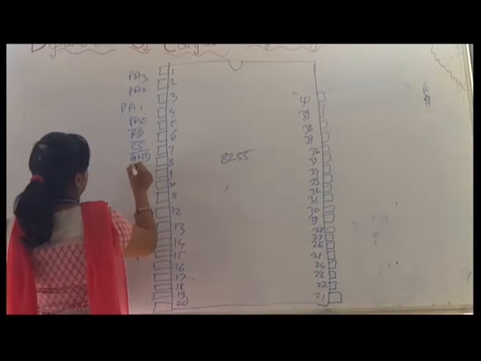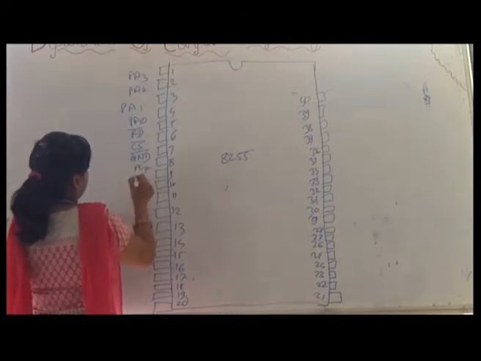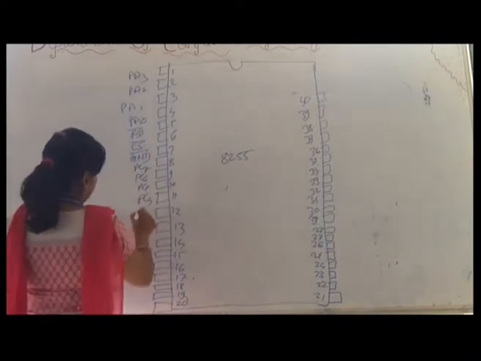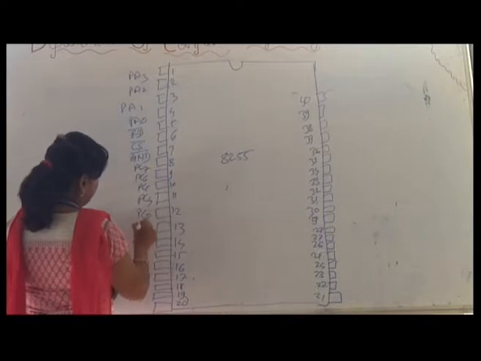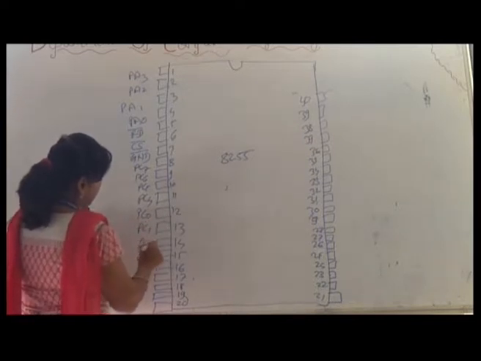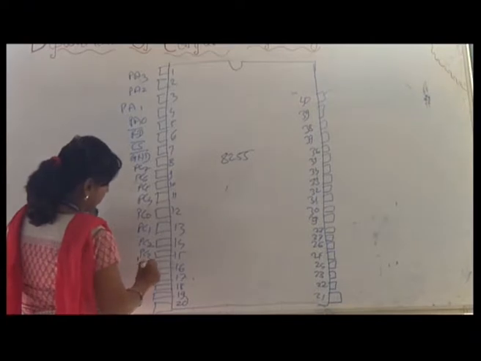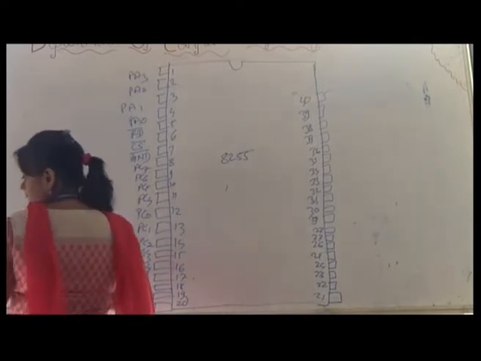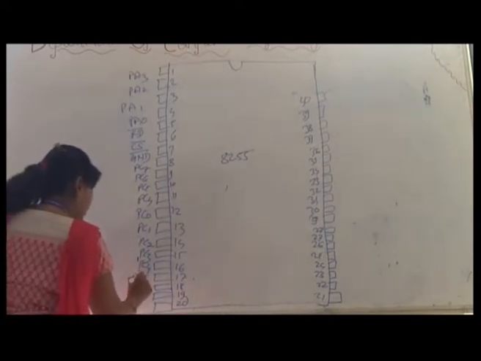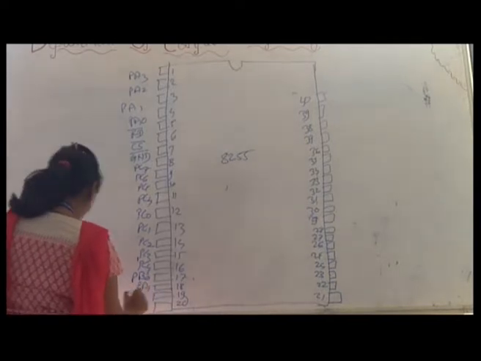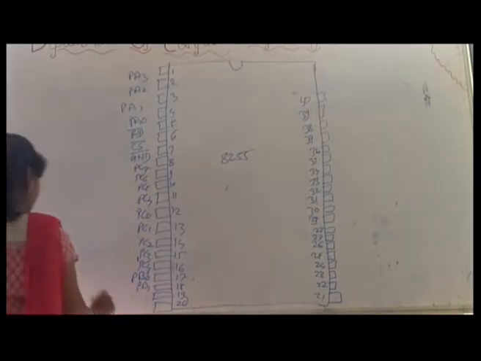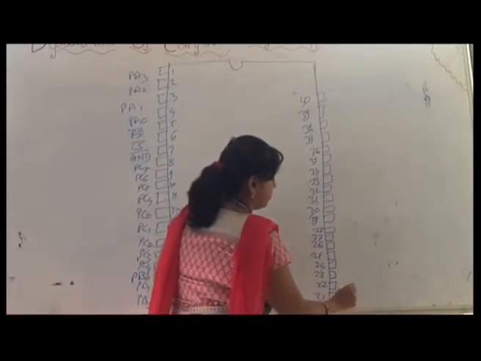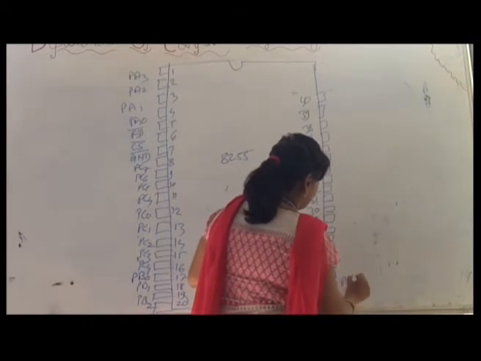Okay, after that we will see port C7, port C6, port C5, port C4, and here the lower half of port C: port C0, port C1, port C2, port C3. Okay, after that we will start with the port B pins. So port B0, port B1, port B2, port B3, port B4.